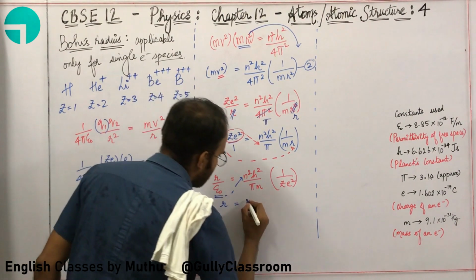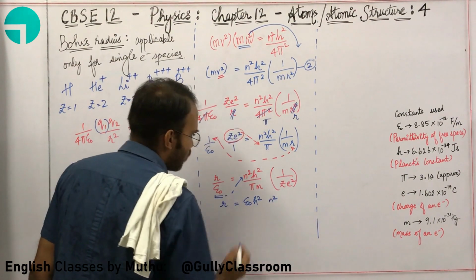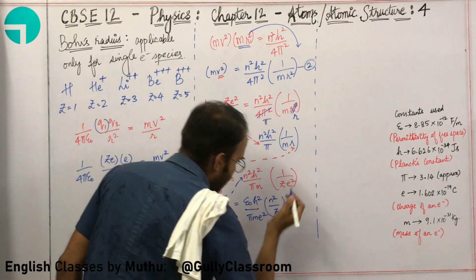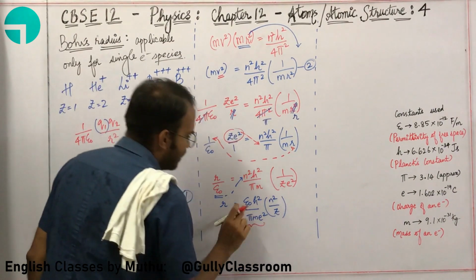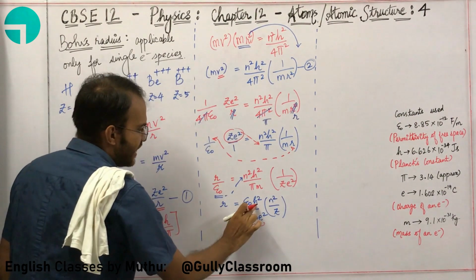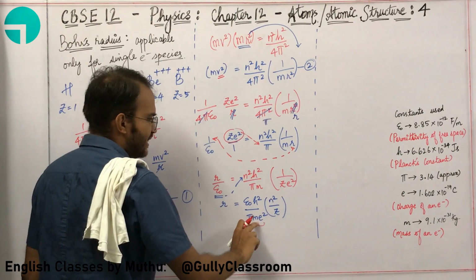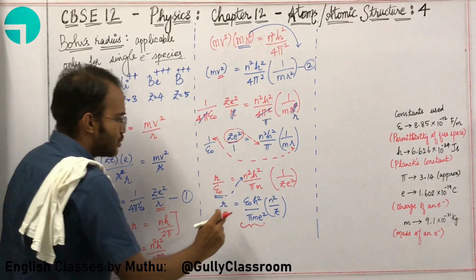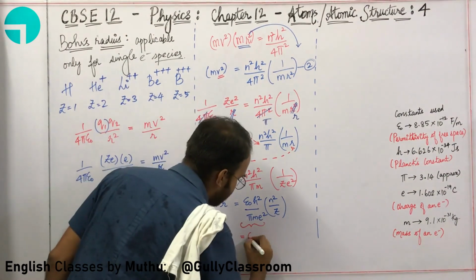R is equal to epsilon naught h square. I am going to bring n over here. Then what am I going to do? I am going to rearrange the denominator like this. Why are you rearranging it like this sir? Notice this particular value, epsilon naught is the permittivity of free space. Its value is given here. H is Planck's constant, value is given. Pi is 3.14, obviously. M is the mass of the electron, E is the charge of the electron. All these values are constants.